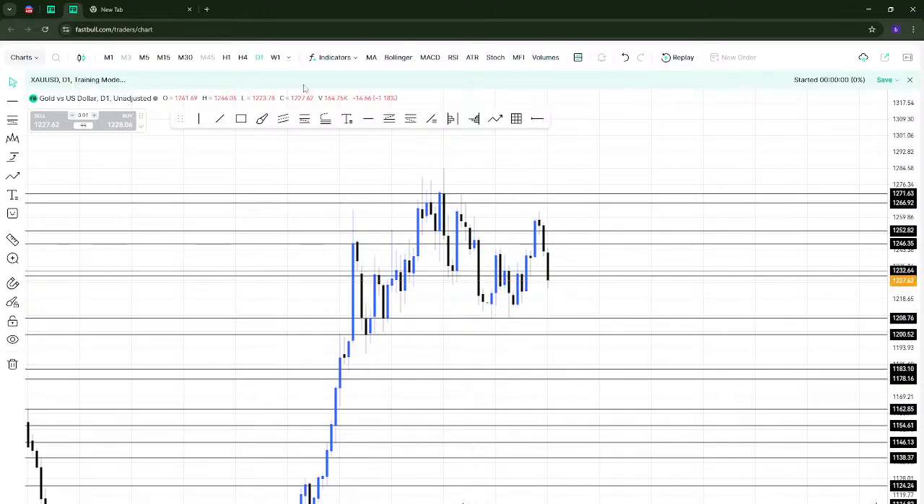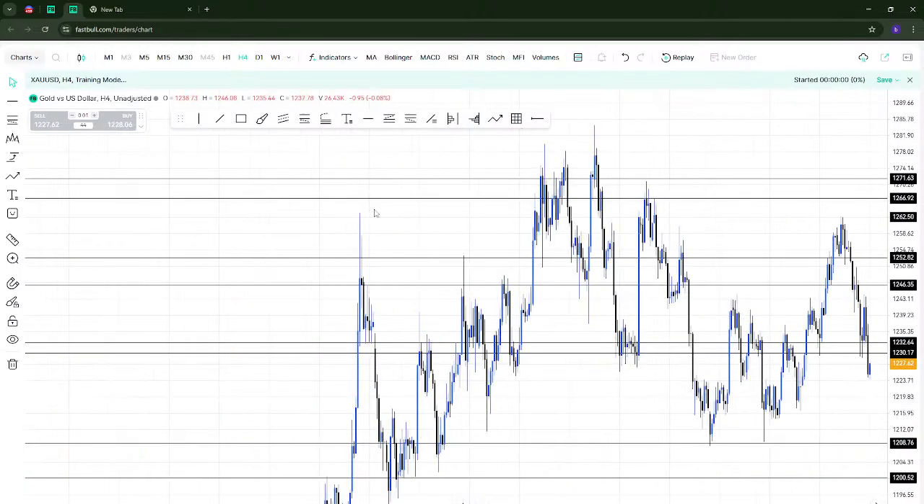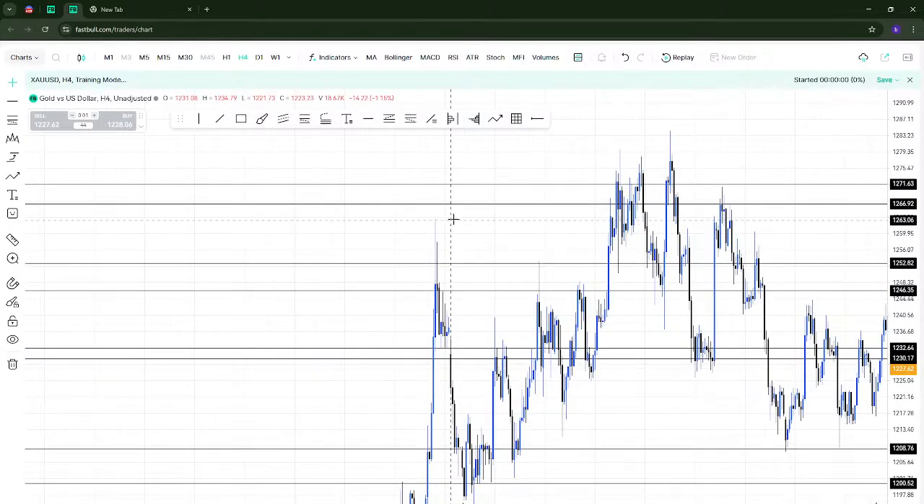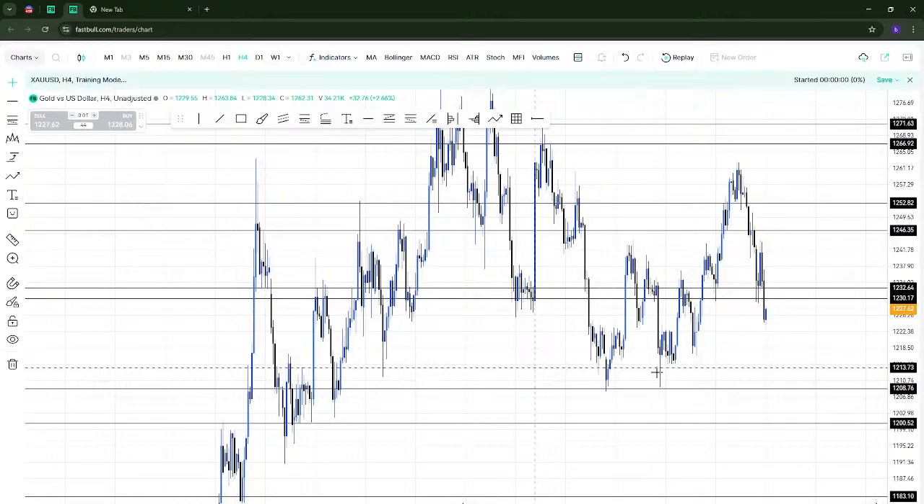So now this is it. Okay, now I'll go to 4 hours and check what exactly happened in 4 hours. Okay, now this is 4 hours. So 4 hours we had this. So you can see we relatively have a double break of structure. Then we had this demand here. So the break of structure it went to this demand.